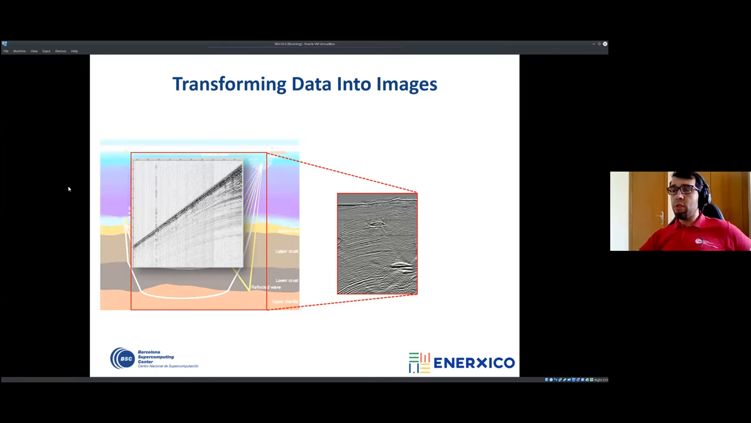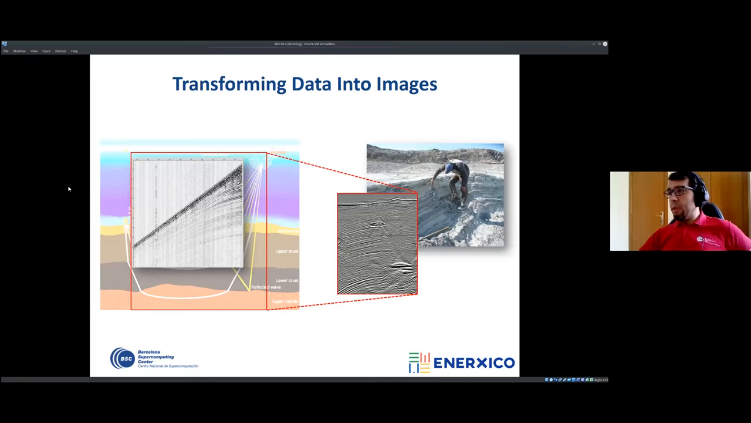And you see the stratification, the different layers, which might be appearing below the seabed. And these images are typically obtained by getting this time data that we have on our left side and using imaging and algorithms to transform it into depth information.